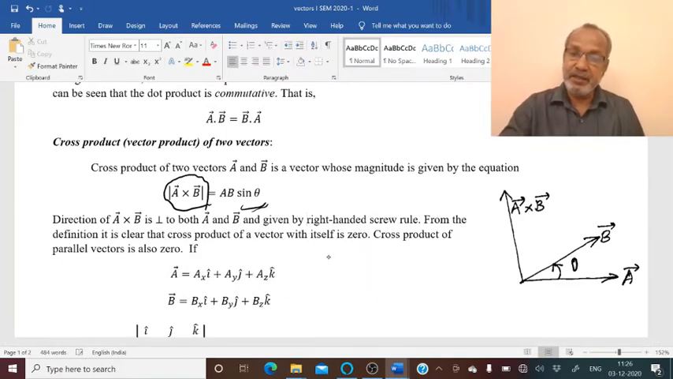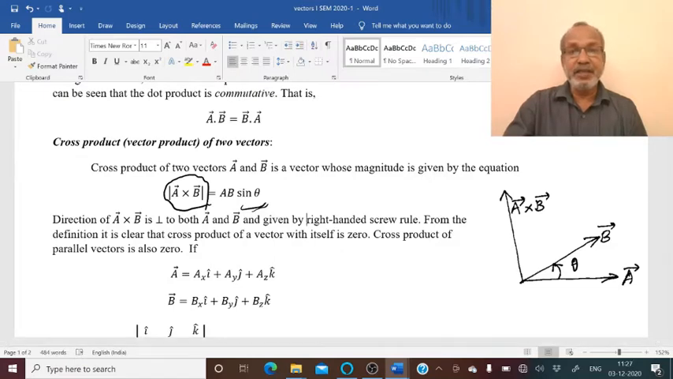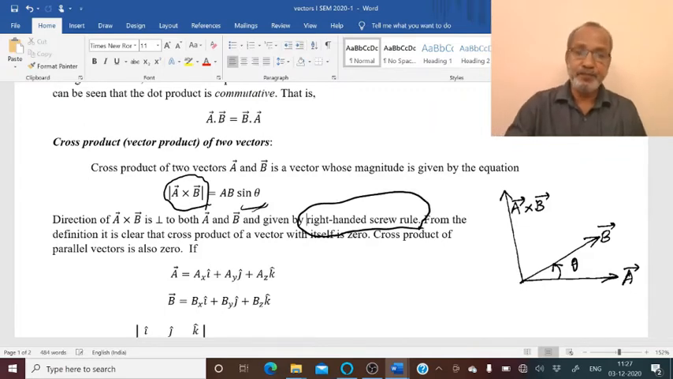This is theta. And since A cross B is a vector, we have to specify its direction. Actually, A cross B is perpendicular to both A and B vectors. We can say it is perpendicular to the plane containing A and B. But there will be two perpendiculars to that plane. You have to take the correct perpendicular, and the correct perpendicular is given by this right-handed screw rule.